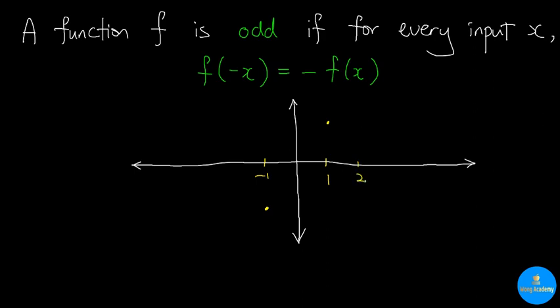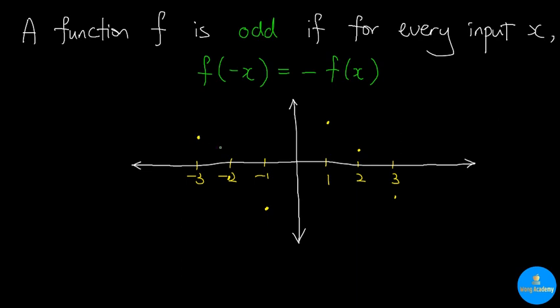If this is f of 2, then f of negative 2 should be the negative of this value, so we will have a point here on the graph. If f of 3 is somewhere here, then f of negative 3 should be the negative of this value, so it would be somewhere here.